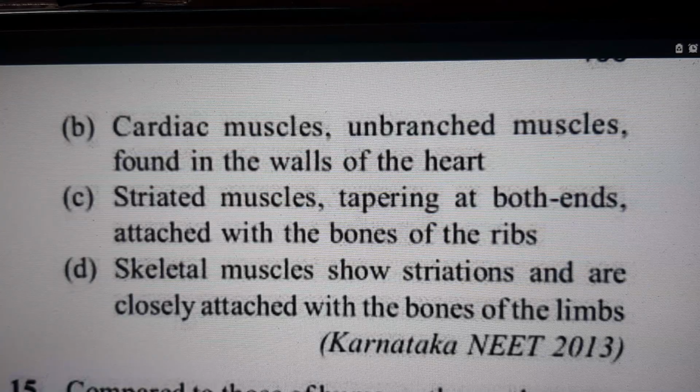Coming to option D, skeletal muscles. Yes, these are skeletal muscles. Show striations. Yes, they do have striations. They are also called as striated muscles and are closely attached with the bones of the limbs. Yes, the biceps. Option D is undoubtedly correct answer for this one. This was Karnataka NEET 2013. Let us move on.